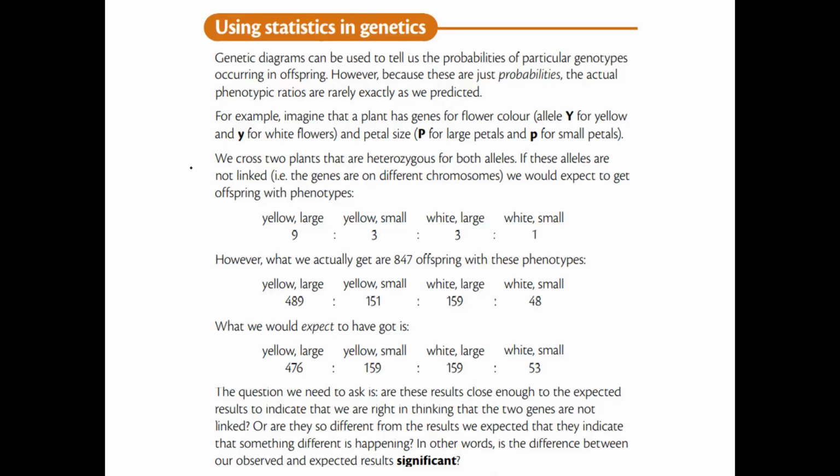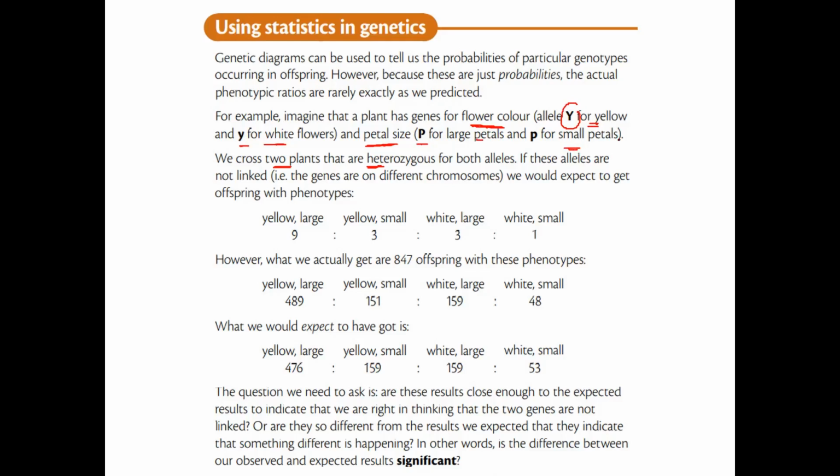ठीक है. So for example, if you look at this here, they are having two plants, which are heterozygous, right? So what they have done is they have taken a plant basically, और यहाँ पे dihybrid cross कर रहे हैं. So we are looking for flower color and the petal size. ठीक है. दो traits हम लोग check कर रहे हैं यहाँ पे. So for flower color, allele capital Y is for yellow, and small y is for white. और petal size है P, capital P is for larger petals, small p for smaller.